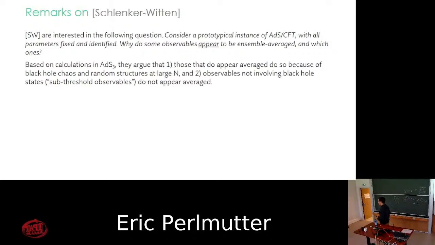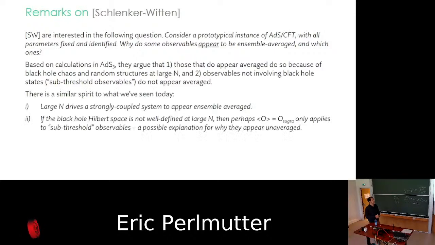In our story, in this equivalence between the average and supergravity, there's no sensitivity to that, as far as I can tell, but it's an open question in a couple ways. But first, I would say that I think the papers talk nicely to each other in a couple ways. First, both papers are making the point that large N drives a strongly coupled system to appear averaged. And the second point is that, in that paper and in talks, Witten seems to make the point that the black hole Hilbert space is not well defined at large N.